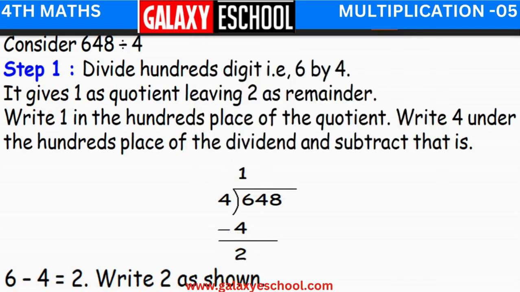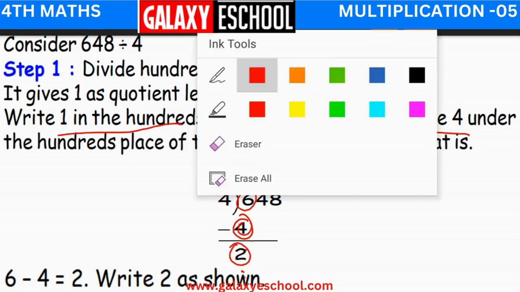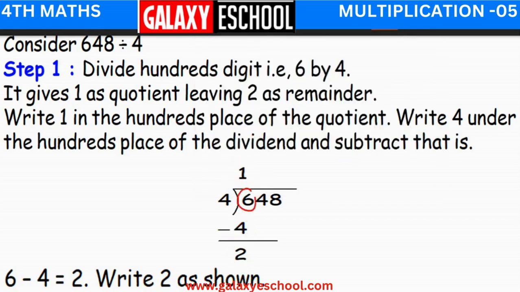Yes. Again, the quotient should be written directly above 6, and the number 4, that is 4 ones are 4, should also be written below 6, and then the remainder should be written below that. Okay children, remember to follow the line here. Write 1 in the hundreds place, write 4 under the hundreds place of the dividend and subtract, that is 6 minus 4 is equal to 2. Yes, clear till now the first step, dividing the hundreds?